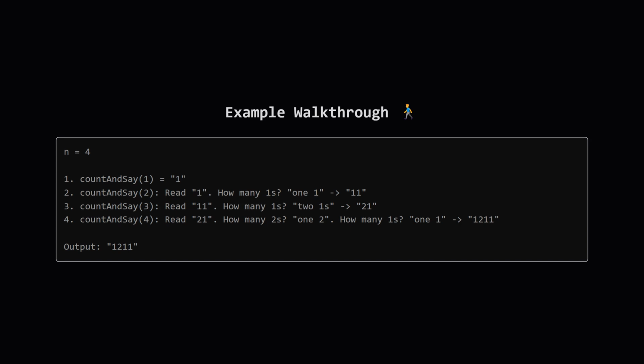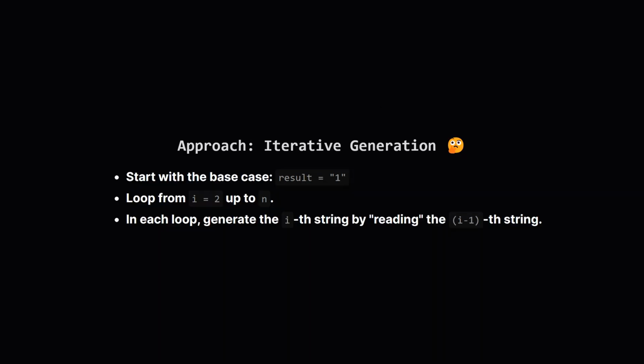See the pattern? You describe the groups of digits in the previous string. So how do we actually build this nth string? The definition itself gives us the process. It's naturally iterative, or you could think of it recursively, but iteration is probably simpler to code. We know the first term is 1, that's our starting point, our base case. Then, if we want, say, the fourth term, we need to generate the second term first, then use the second to generate the third, and then use the third to generate the fourth. So, we can just loop, starting from the second term up to the nth term we need. Inside the loop, we'll perform that count and say process on the string we generated in the previous step.